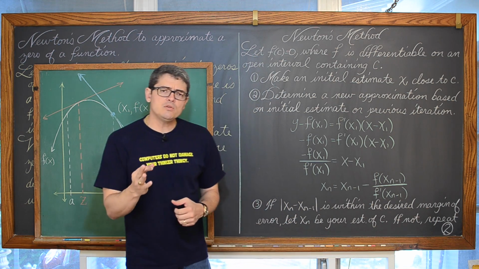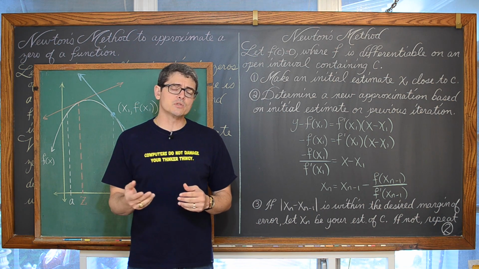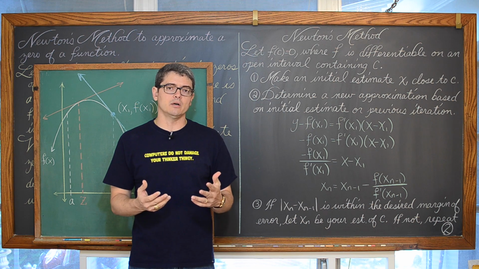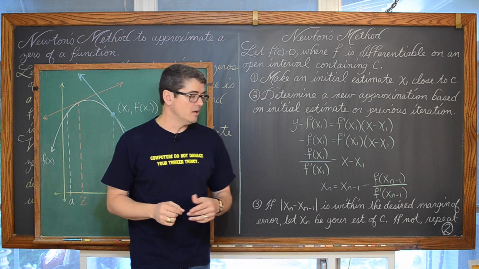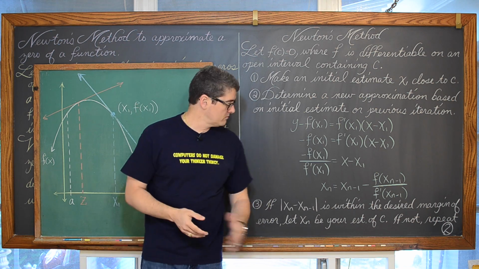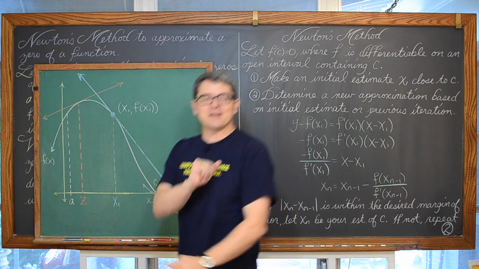Now, when you tell your graphing calculator to estimate the zero or find the root of a function, you have no option of telling the calculator how accurate you want that estimated zero to be. If you're doing Newton's method by hand, well, you have some control over that. So let's get to our first example right now.